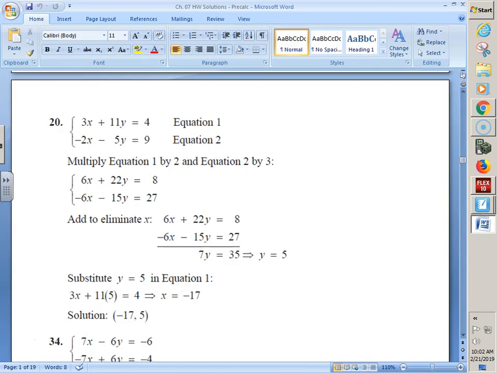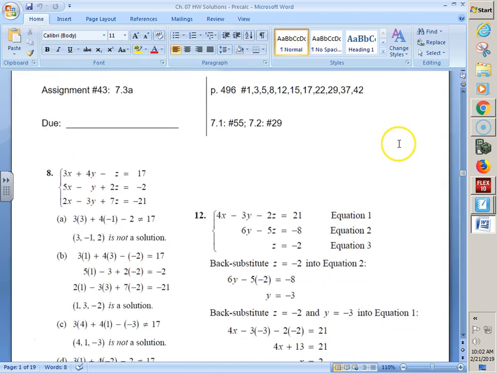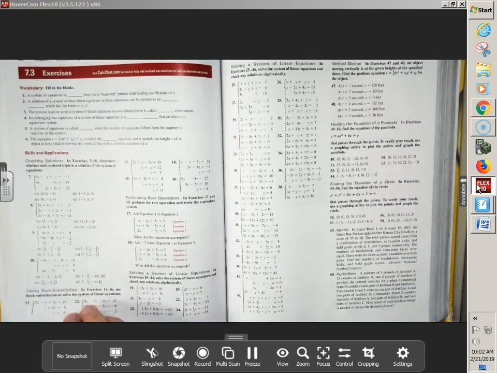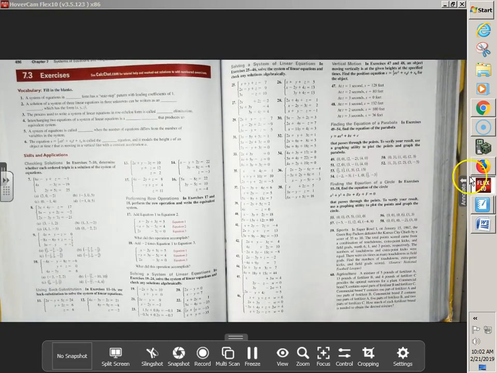Section 7.3a. Ooh, it doesn't look right. Where's 7.3a? There it is. And I have 7. Oh, I'm in the wrong section. 7.3a. There we go.